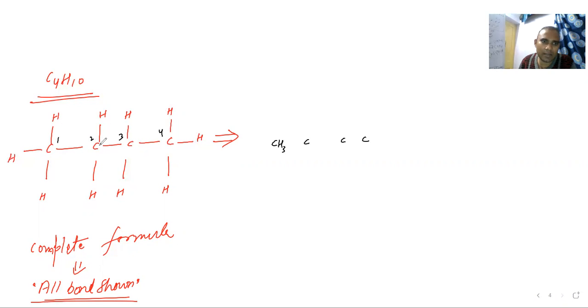How many hydrogens are there on the second carbon? That is 2 hydrogen. So CH2. Third carbon, how many are there? 2 hydrogen. And the fourth carbon has 3 hydrogen, CH3.